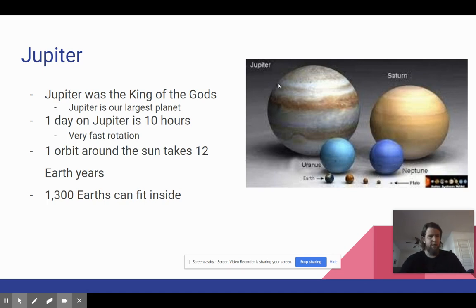So I'm 36, so I've only lived through 3 Jupiter years. So I guess on Jupiter, I'd be 3. That'd be kind of weird. Almost starting school next year. But anyway, so 1,300 Earths can fit inside Jupiter.